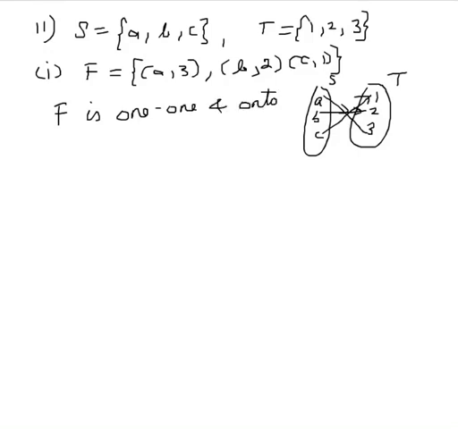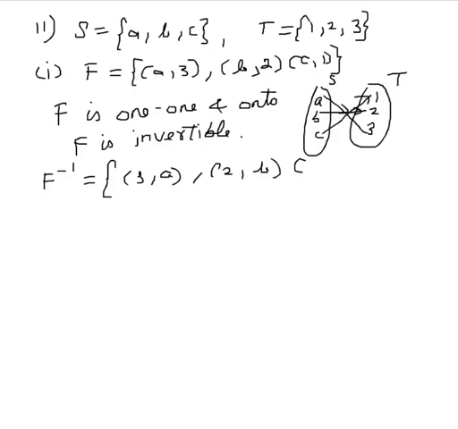It is 1-1 because distinct elements have distinct images. It is onto because every element of the codomain has a pre-image in the domain. Mention these reasons. Therefore, F is invertible. And we can write F inverse, which is 3A, 2B and 1C.